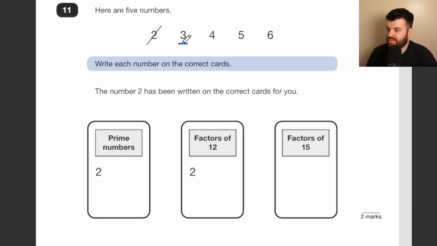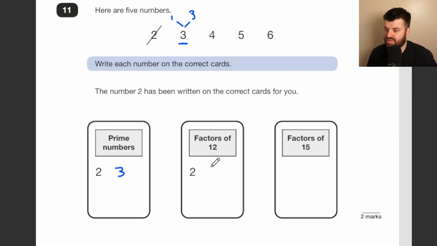So let's do 3. Is 3 a prime number? Yes, because a prime number has 2 factors. 3 has the factors 1 and 3. Factors are numbers that we multiply together to get the product. So 1 times 3 is 3. There are no other numbers that are factors of 3, so it's prime.